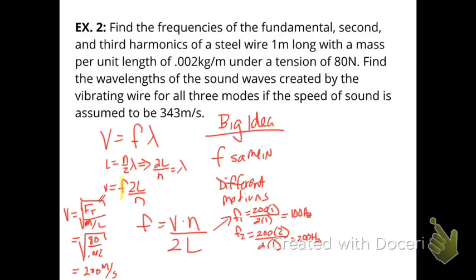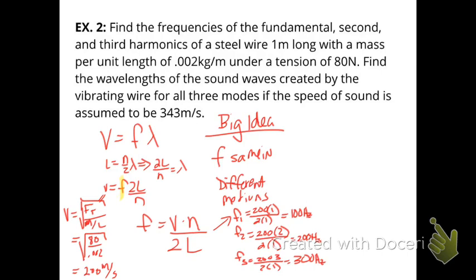Don't forget, your harmonics are all multiples of each other. So to be honest, we could have found F1 and then said the second harmonic is 2 times my first harmonic, and the third harmonic is 3 times my first harmonic. This works too. So 200 times 3 divided by 2 times 1 is 300 hertz. We had to find 3 of them, the ones that align with the first, second, and third harmonics.